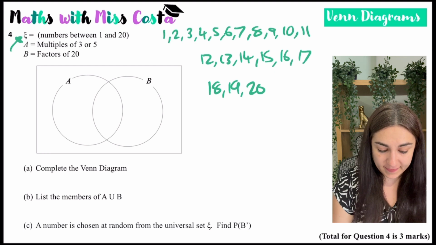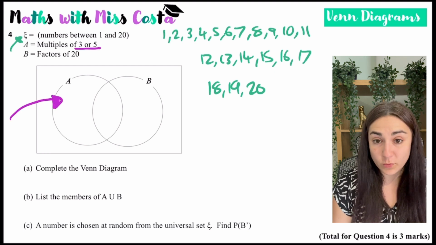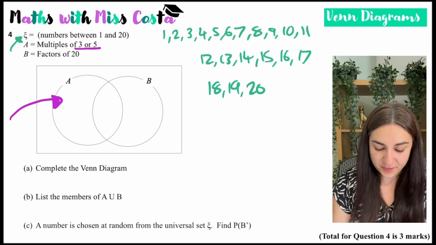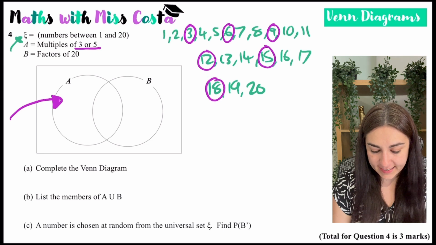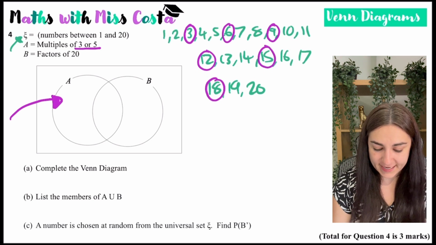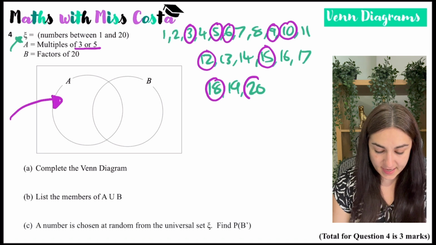Now the numbers that are in set A are multiples of 3 or 5. Let's start with the 3 times tables. That would be 3, 6, 9, 12, 15, and 18. And then the 5 times tables, that's 5, 10, 15, and 20. So in set A are going to be all of these numbers.